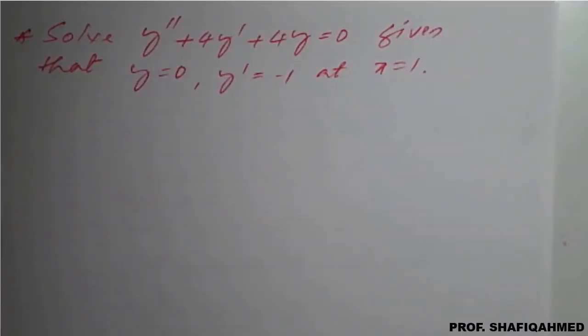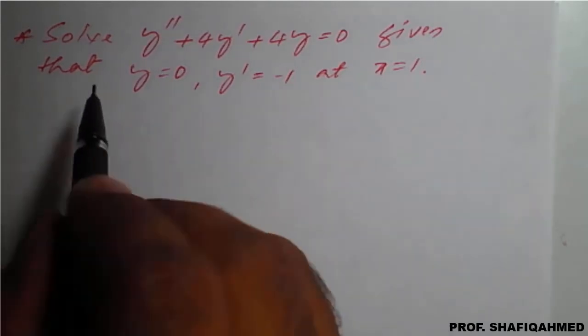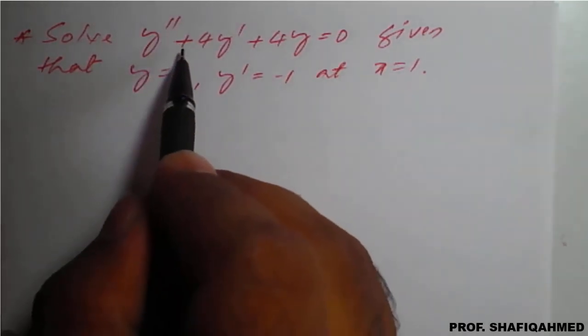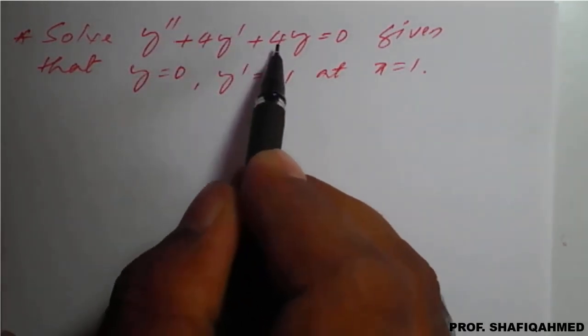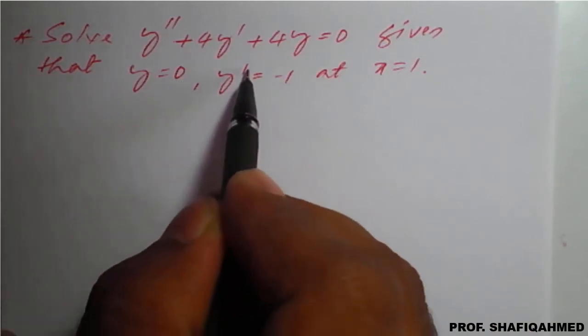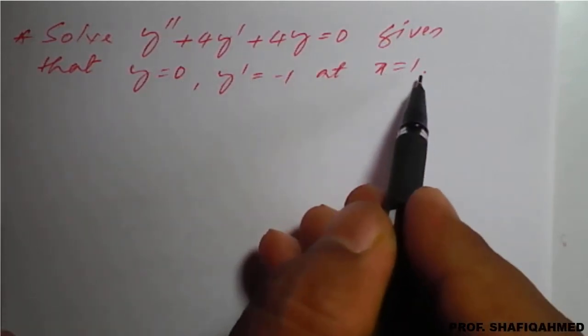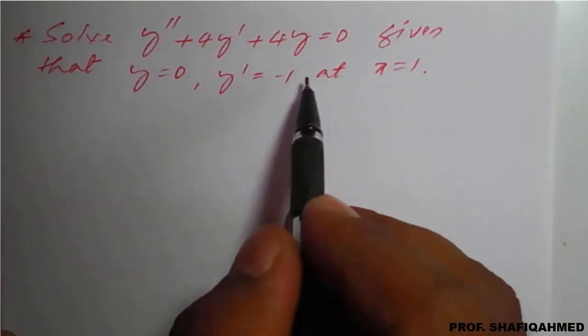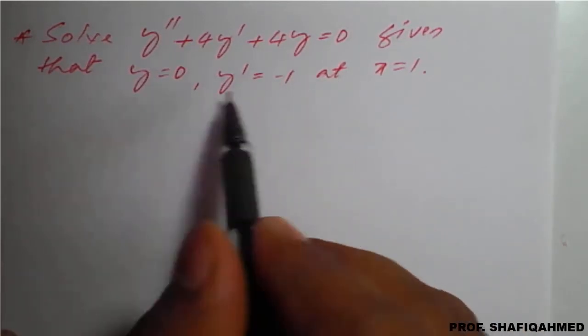Hello everyone. In this lecture, we'll see a problem on homogeneous differential equation. The problem is: solve y'' + 4y' + 4y = 0, given that y = 0, y' = -1 at x = 1. So this is a problem with conditions here.